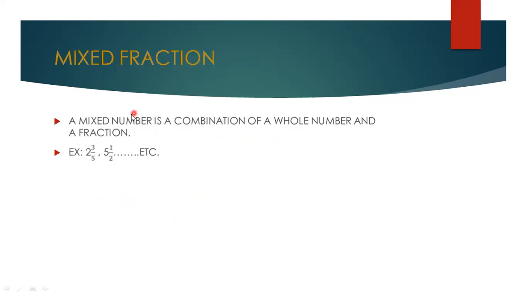Next is mixed fraction. A mixed number is a combination of a whole number and a fraction. See 2, 3 by 5. Here 2 is a whole number and 3 by 5 is a fraction. 5, 1 by 2. 5 is a whole number, 1 by 2 is a fraction. So these are called mixed fractions.